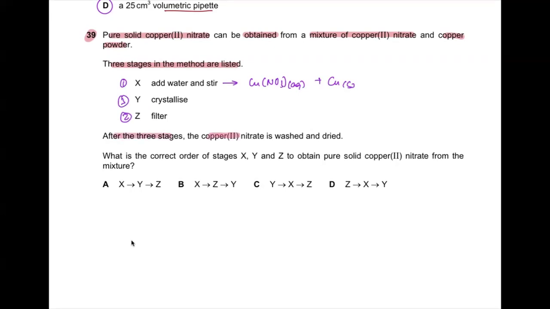After these three stages, copper(II) nitrate is washed and dried. What is the correct order of stages X, Y, and Z to obtain pure solid copper(II) nitrate from the mixture? So obviously the first is X, then Z, and then Y. That's what we have identified, right? So A, B, and C go wrong, and D is the correct answer. Is this clear to all of you?